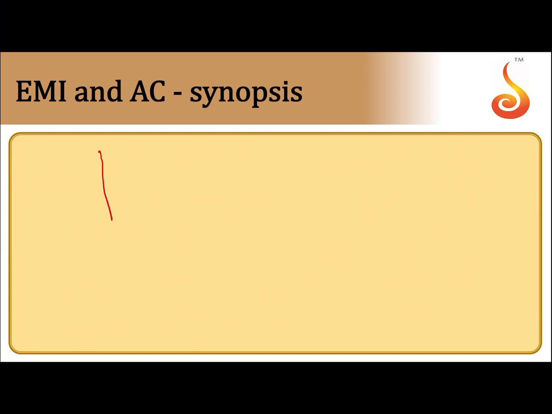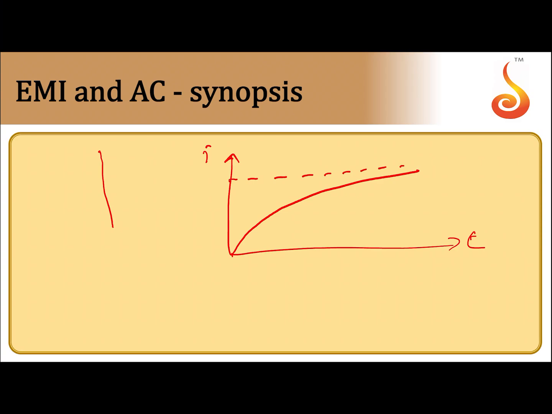So if you plot a graph of I versus t, the nature of the graph is like this. It increases, and as t tends to infinity, it becomes I naught, that is E divided by R, the current being 0 at t equal to 0.